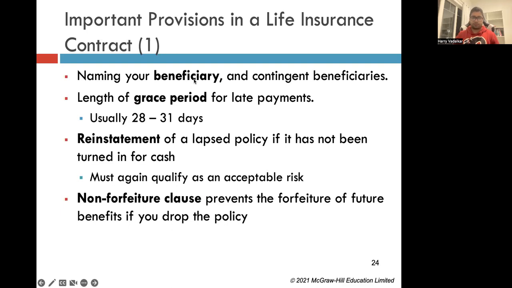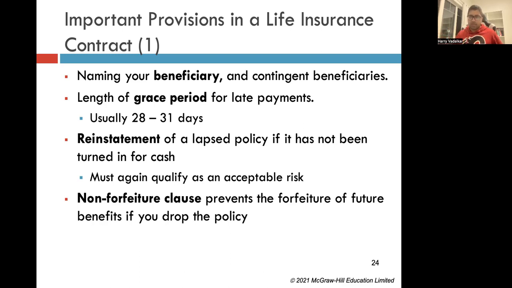Any questions? Now, what are the important provisions in a life insurance contract? You have to name your beneficiaries and contingent beneficiaries. It's very important. You have to clearly mention who your main beneficiaries and contingent beneficiaries are. So, let's spend some time here. What is the main beneficiary? The person the money goes to. In my case, it's my spouse. If something happens to me, all the insurance policy money will go to my spouse, who will then be responsible for dealing with it.